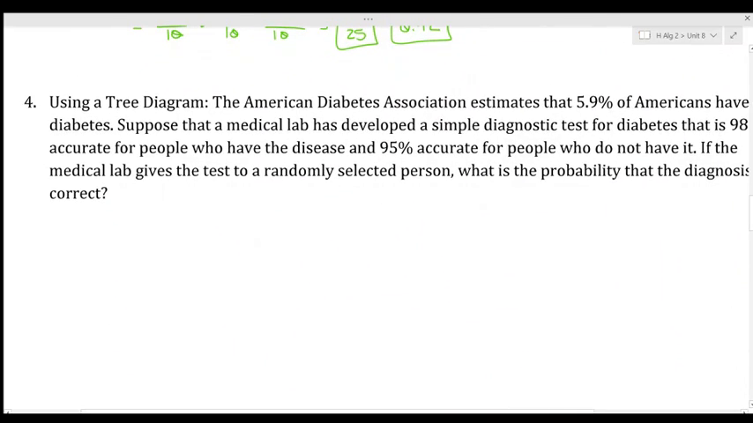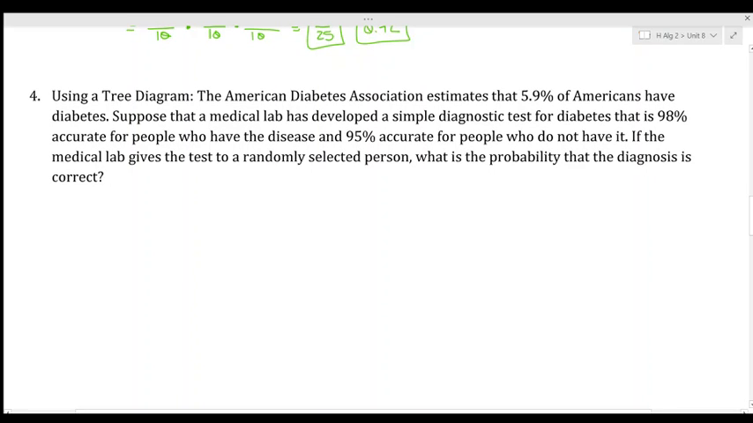All right. Now, we're going to use a tree diagram to show dependent probability. This is going to be a little bit long, so if you want to slowly zoom ahead, totally understand. Using a tree diagram: the American Diabetes Association estimates that 5.9% of Americans have diabetes. Now suppose that a medical lab has developed a simple diagnostic test for diabetes that is 98% accurate for people who have the disease and 95% accurate for people who do not have it. If the medical lab gives the test randomly to a selected person, what is the probability that the diagnosis is correct?